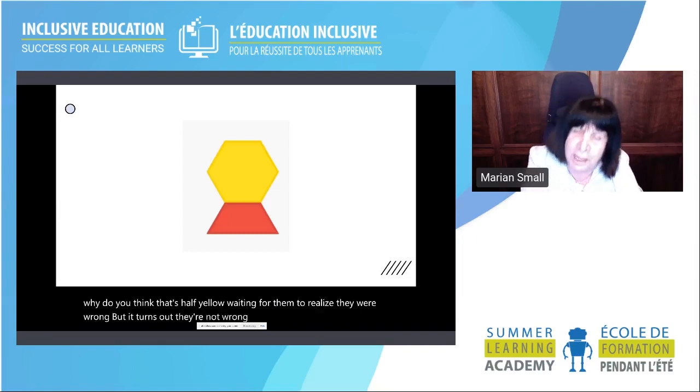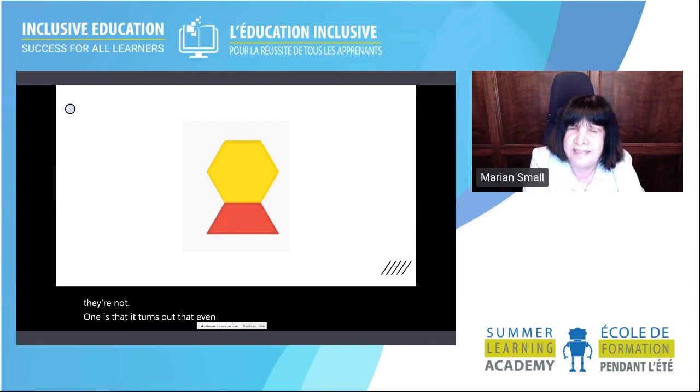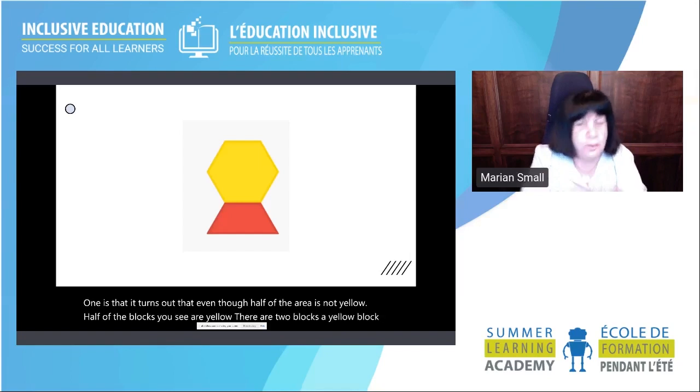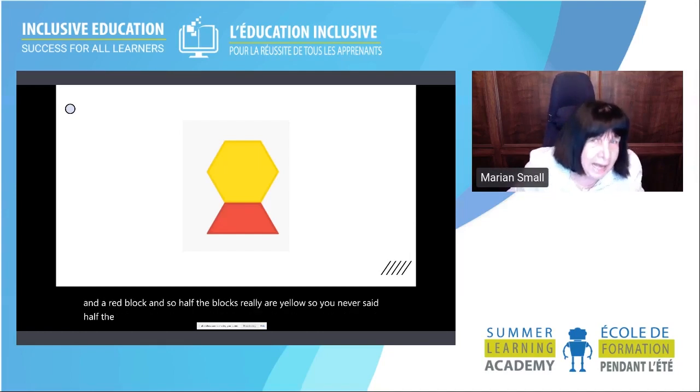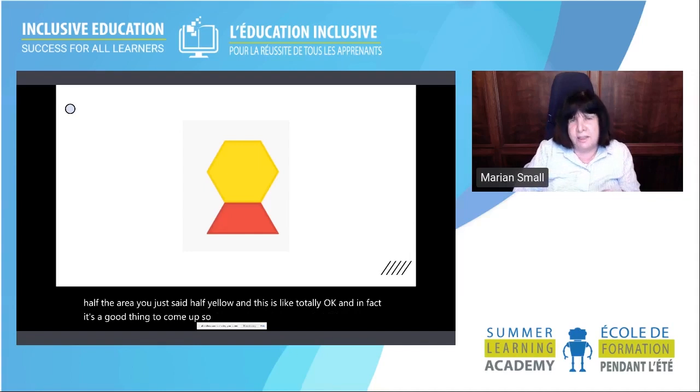So the reason they're not wrong is that even though half of the area is not yellow, half of the blocks you see are yellow. There are two blocks, a yellow block and a red block. And so half the blocks really are yellow. So you never said half the area, you just said half yellow. And this is totally okay. And in fact, it's a good thing to come up so that you can talk to kids about the difference between half the area being yellow and half the blocks being yellow. Both are legitimate ideas.